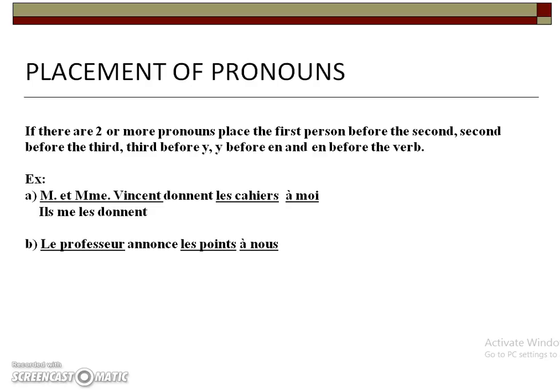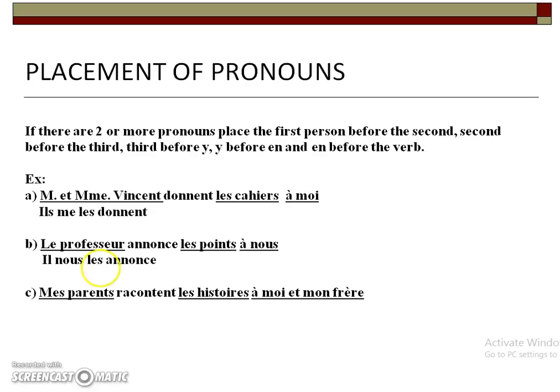Example number 2. The professor announces the scores to us. He announces them to us. Them would be replaced by les and to us would be replaced by nous. The professor would be replaced by he, which is il. So your final answer would be il nous les annonce. The first person is placed before the third person and third person before the verb.